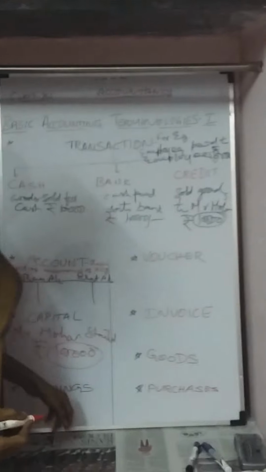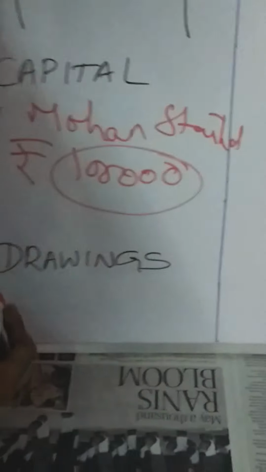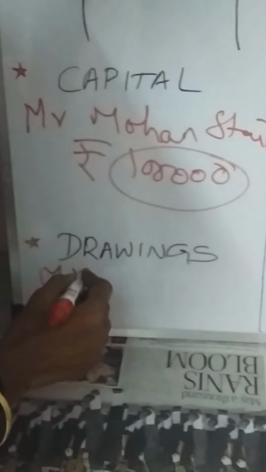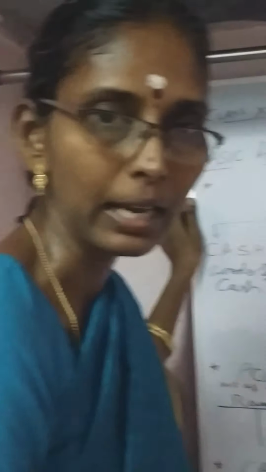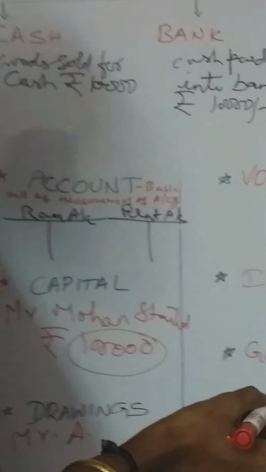Next, drawings. The amount which has been withdrawn for personal use. The owner or proprietor withdraws the amount for his personal use. It is called drawings. For example, Mr. A, he is a furniture merchant. He has his furniture shop, but he takes furniture material like chairs and tables for personal use. So that is called drawings.